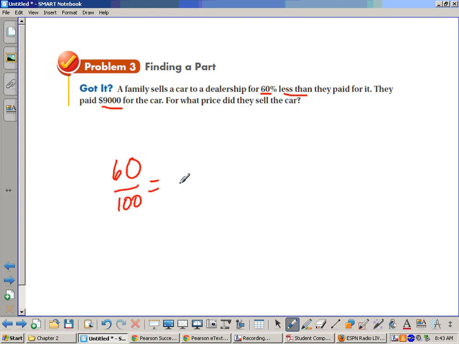60% is going to be equal to, and our whole in this situation is the $9,000. That's the amount that we originally paid. So that's going to be our bottom number. We just don't know what that 60% is. So by cross multiplying these, we can solve for this. So we would take 60 times 9,000.